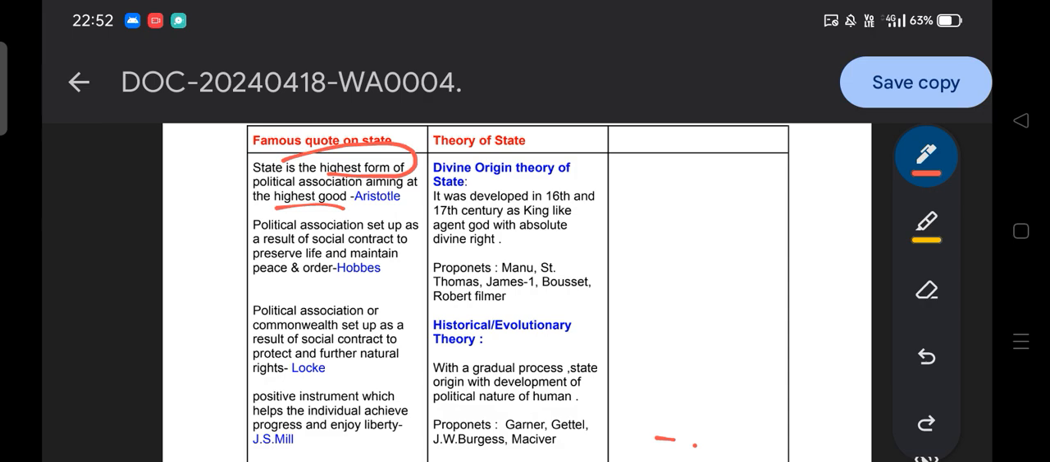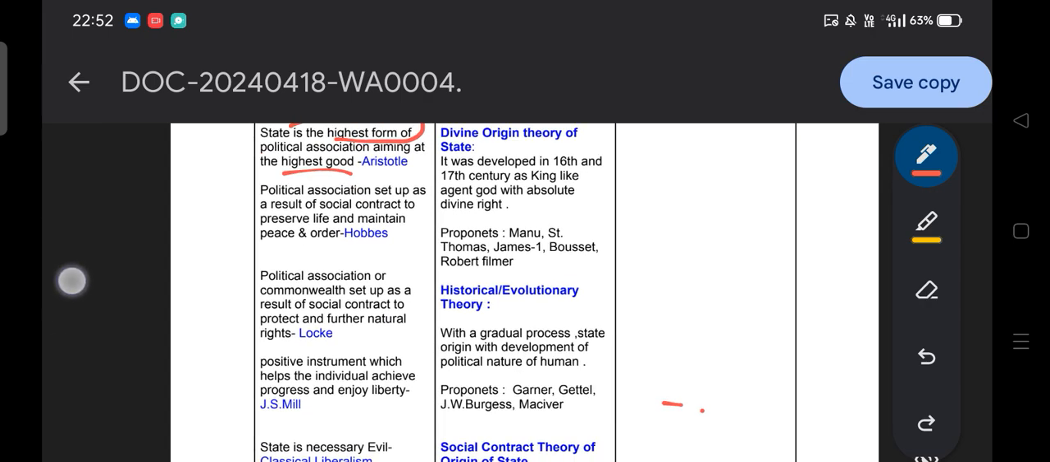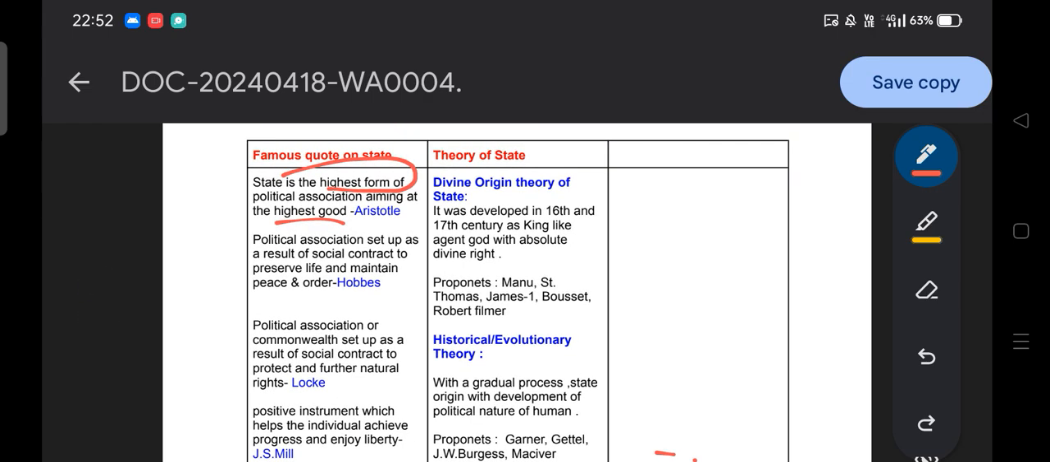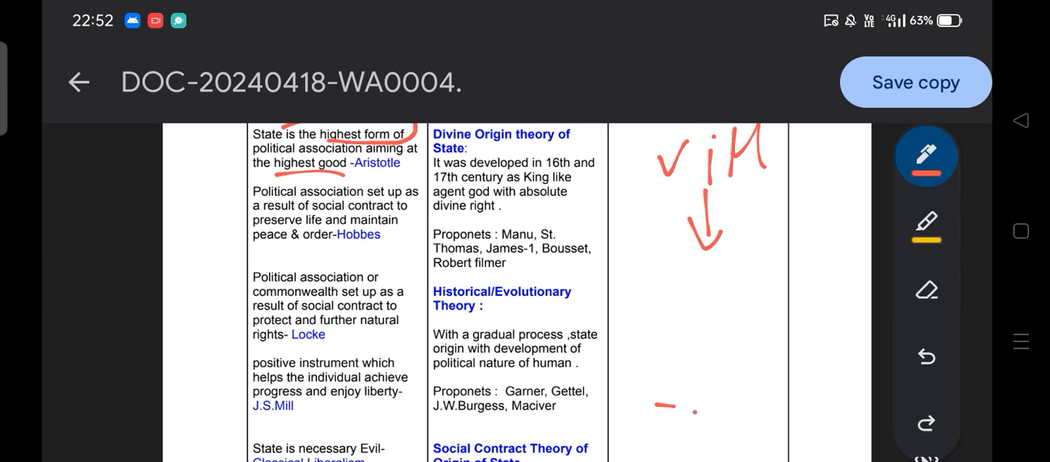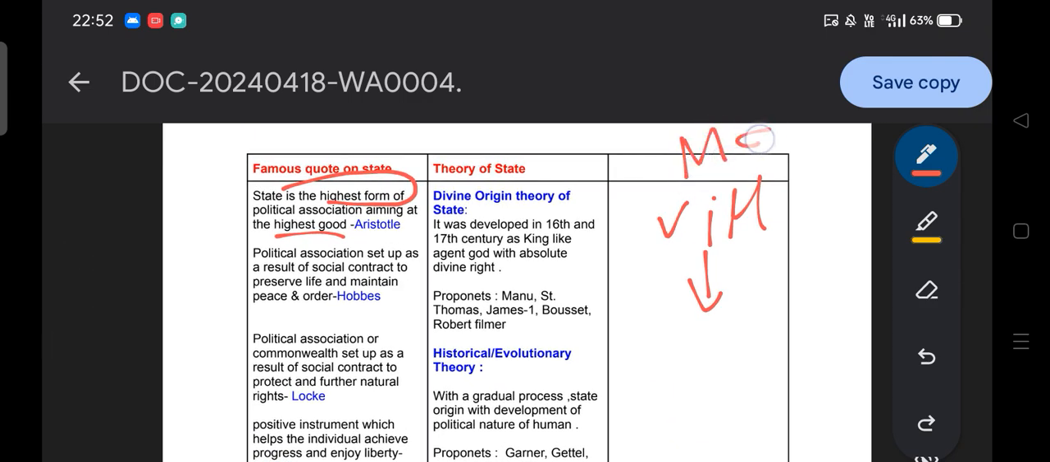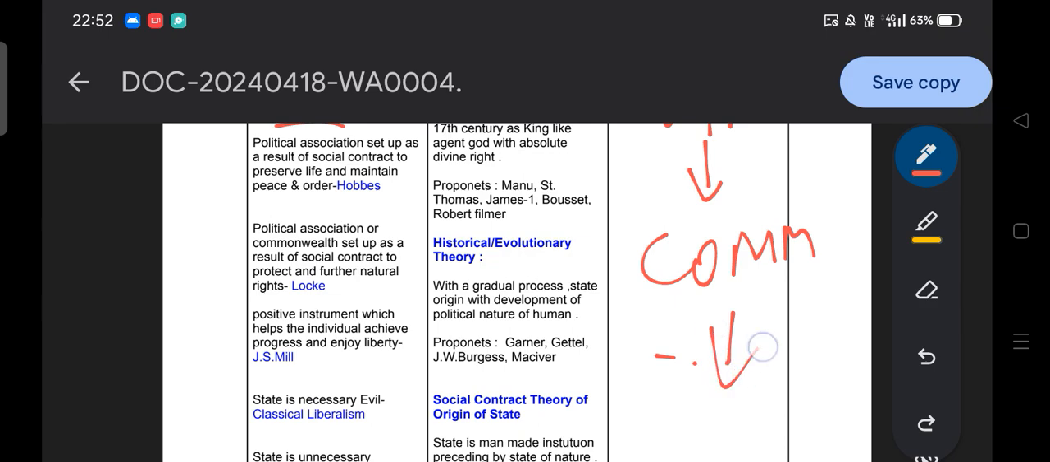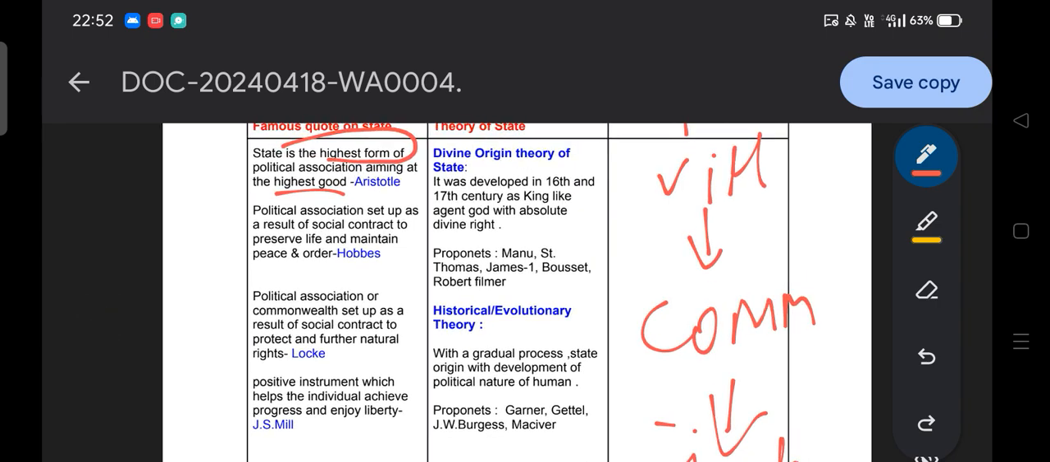There is a famous statement by Aristotle: although man exists prior to the state, logically the state is prior to man, because the state fulfills the interest of every section of society. That's why the state is the highest form of association. According to Aristotle, the evolution of human society goes: first man, meaning human society, then the village, then the commune, meaning community, then the state. So the state is the highest form of political association.